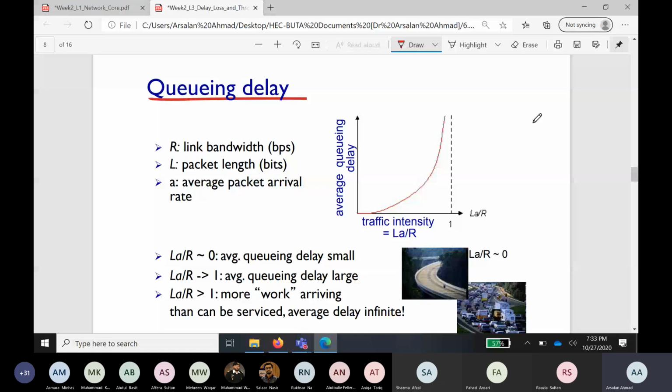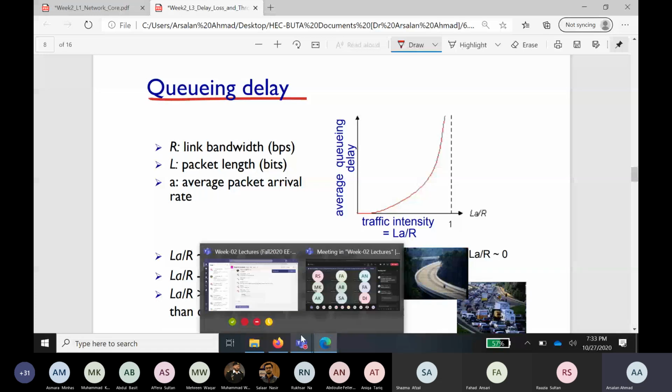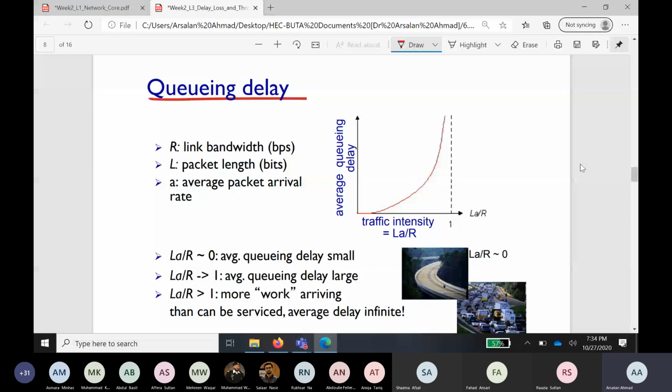Just like I mentioned in the previous lecture, if we know that there are 10 packets in the queue, the first packet will have 0, the second will have L by R, the third will have 2 L by R, and the 10th packet will have 9 L by R queuing delay, the amount of time it will be waiting in the queue. But generally, we don't know the number of packets being queued at the router. So how can we say how much the queuing delay is? We cannot quantify it, but we can say when the queuing delay will be large or small.